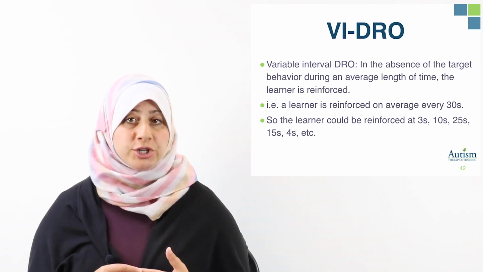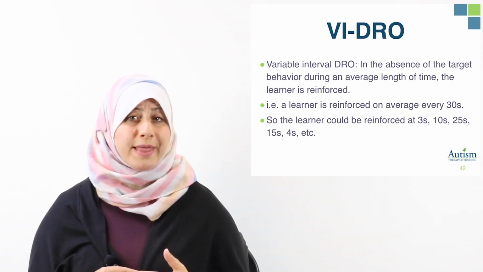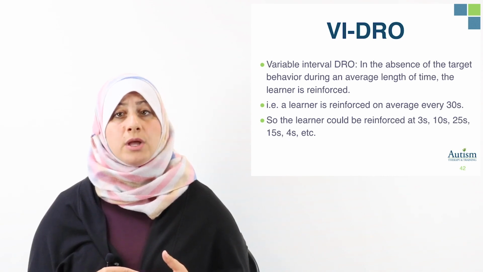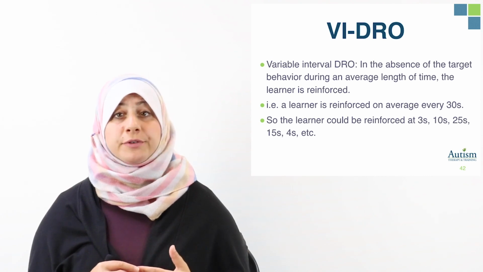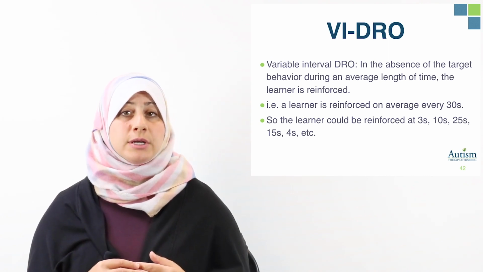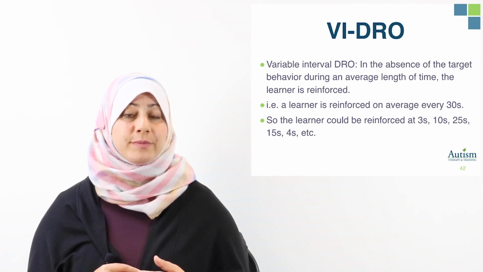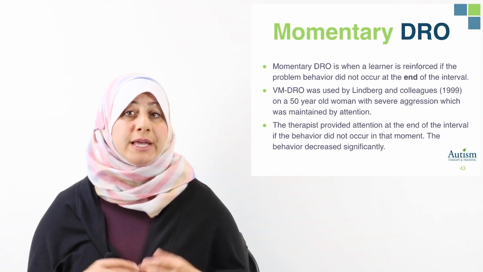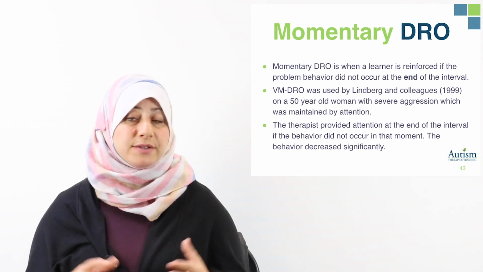Think of that slot machine at the casino. You pull the handle and you never know when that reinforcer will come, when you'll win that jackpot. A variable interval is the same concept. The learner cannot predict the reinforcer. Momentary DRO is when the learner is reinforced if the problem behavior did not occur at the end of that interval.